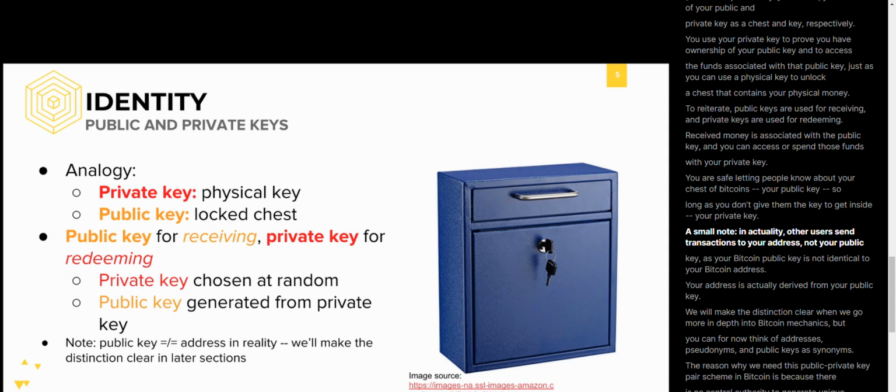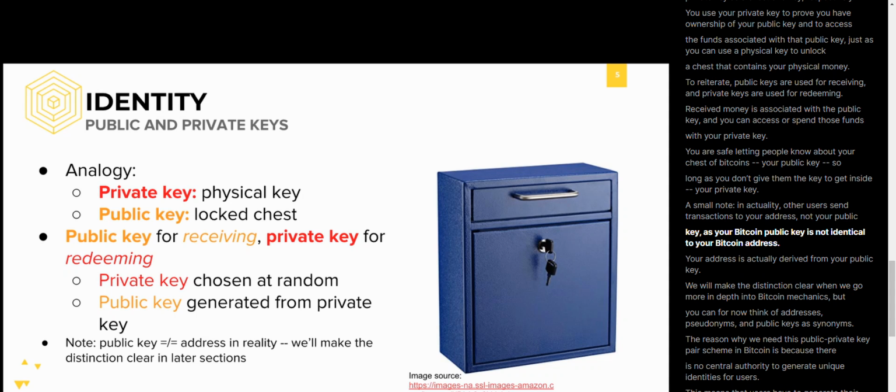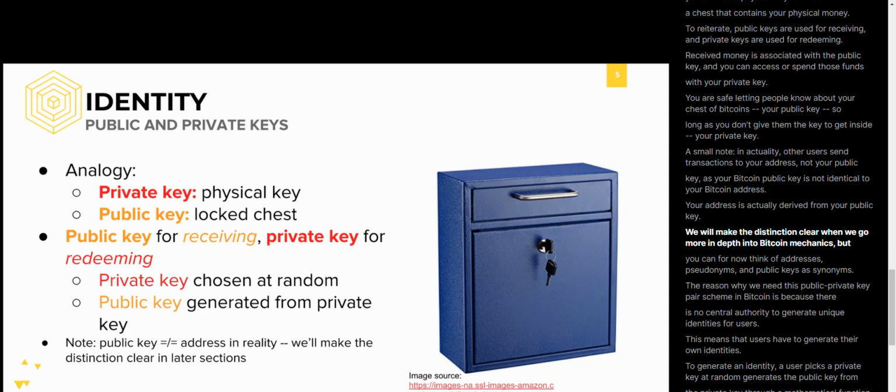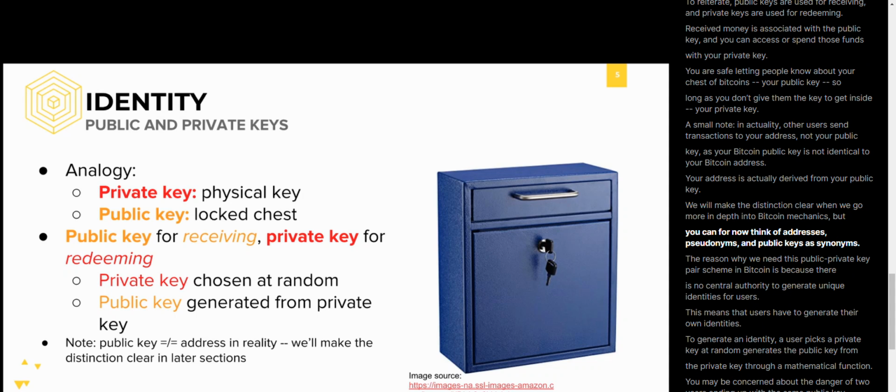A small note: in actuality, other users send transactions to your address, not your public key, as your Bitcoin public key is not identical to your Bitcoin address. Your address is actually derived from your public key. We'll make this distinction later when we go more in depth into Bitcoin mechanics, but you can for now think of addresses, pseudonyms, and public keys as synonyms.